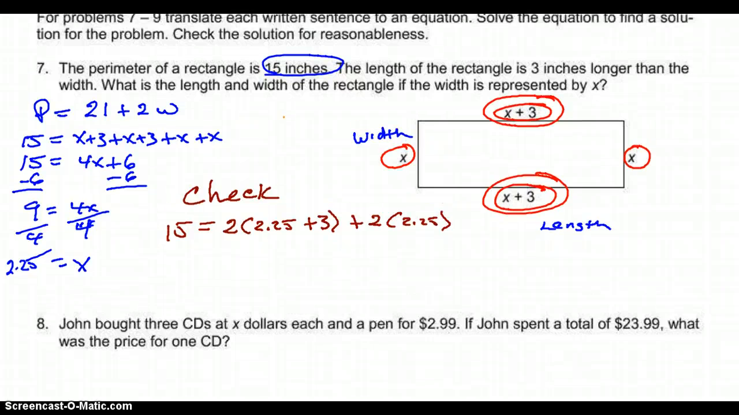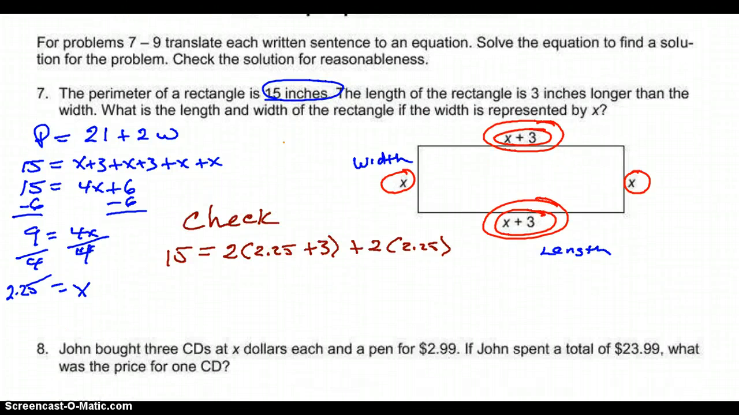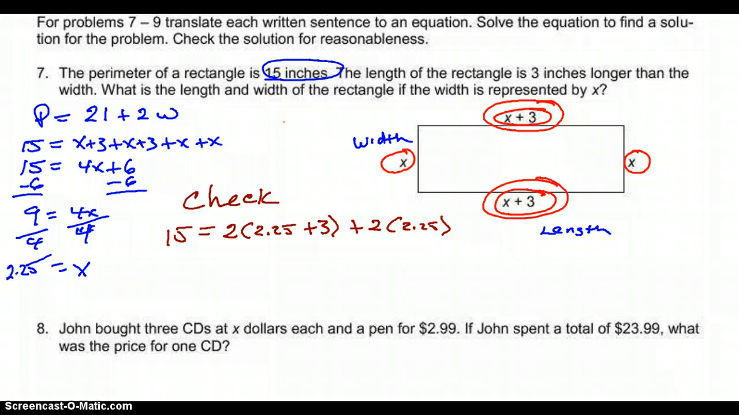If we go back up here and look at what I have here, where we have the 2 times x plus 3 plus a 2x, that's what I'm using to check down here. And here I'm going to wind up with 2 times 2.25. It's going to give me 4.5. So 15 is equal to, what do we have here?